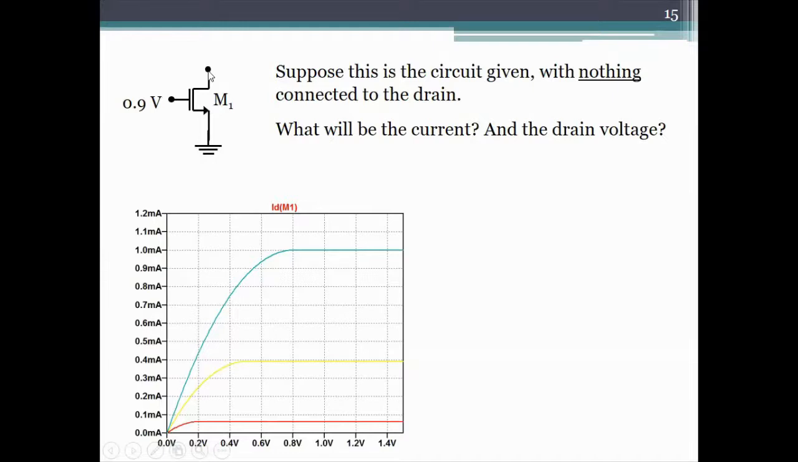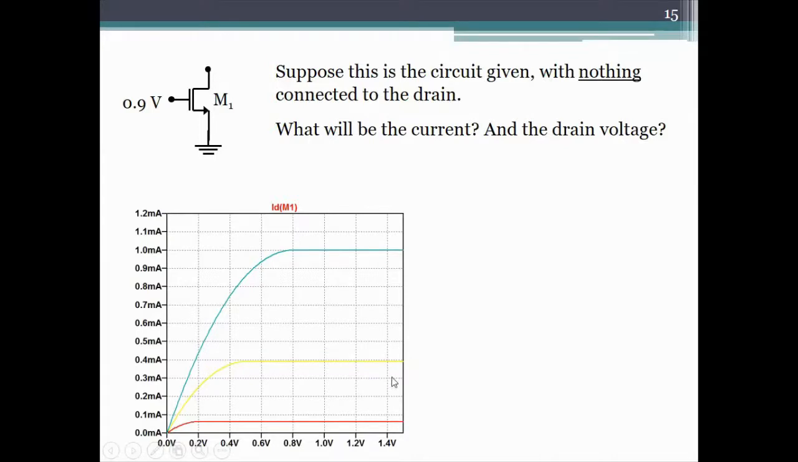It's an open circuit, so no current flows. KCL would be violated if current was flowing. So that's the first thing we say: no current is flowing in this circuit. If no current is flowing, what is the voltage at the drain?